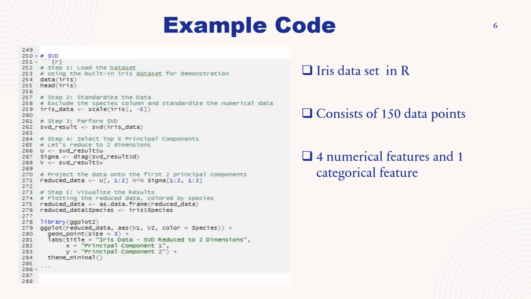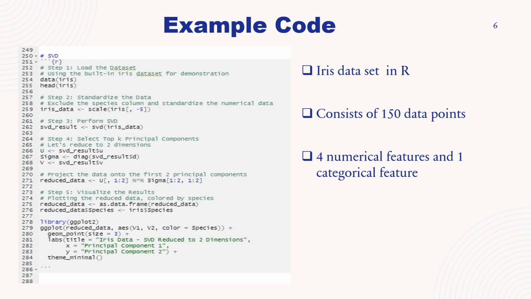This is an example code of applying SVD on a dataset in R. As usual, our dataset is the IRIS dataset, 150 data points, the 4 numerical features, and our 1 categorical feature. SVD is applied on the IRIS data to reduce the dimension, and then we have the plot below.